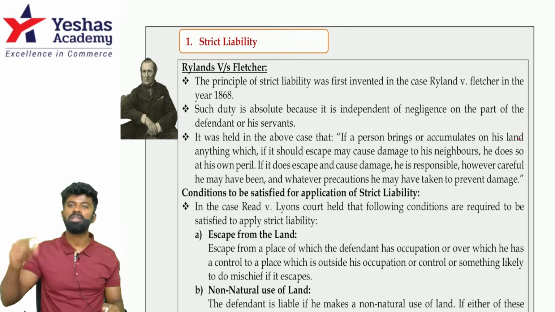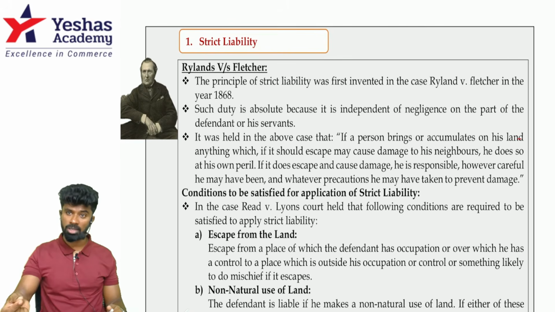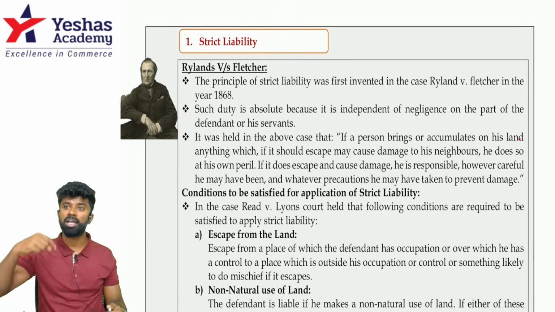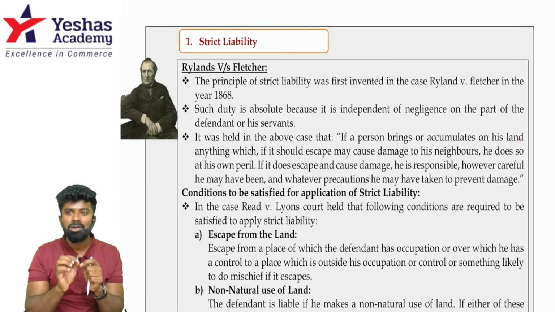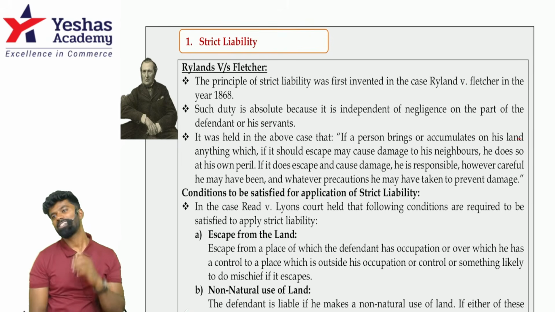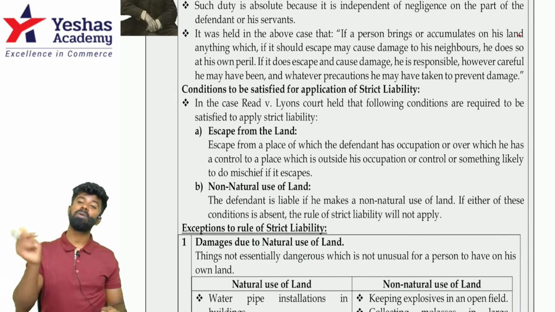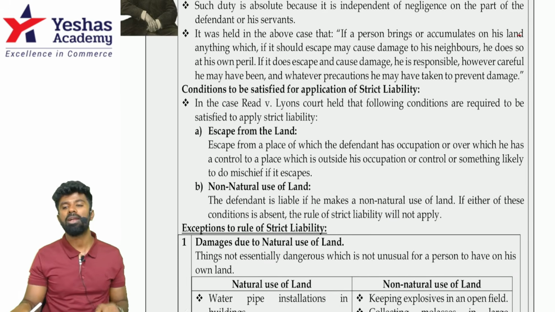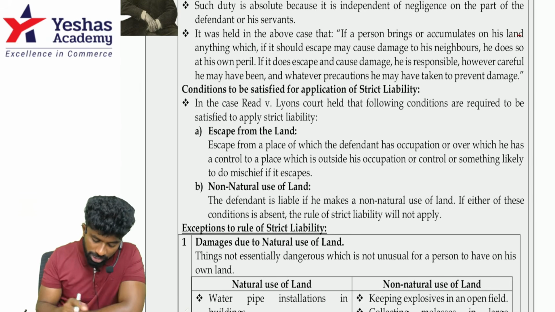Whoever brings or accumulates a dangerous substance which may escape and cause harm to the neighborhood does it at his own peril. If it escapes and does cause damage, he is the one who is liable to pay compensation. Is it an absolute liability? Yes or no? What are the conditions to be satisfied? For the applicability of strict liability, there are two conditions. How many conditions? And these conditions were given in which case law?